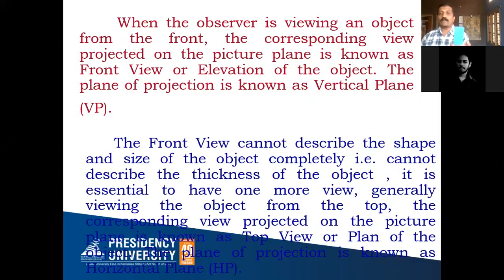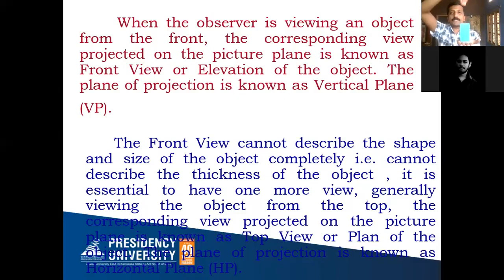The front view cannot describe the entire dimension of this square prism which I have given. In the front view, you can see only the height of the prism as well as the length. I cannot get the width of the prism. For that, I have to go for the next view. So which is that view? The same object, without disturbing its position.